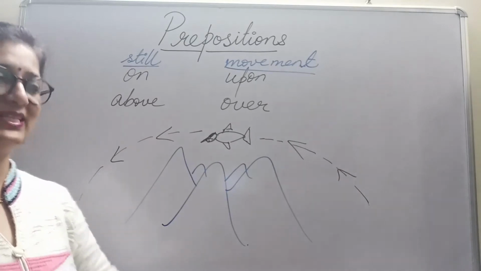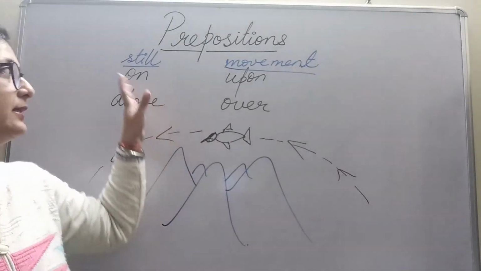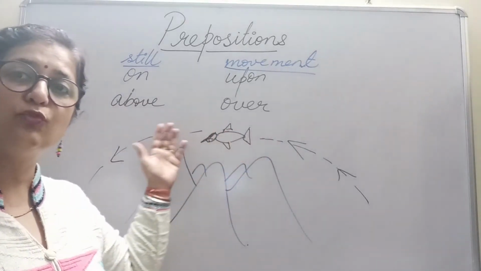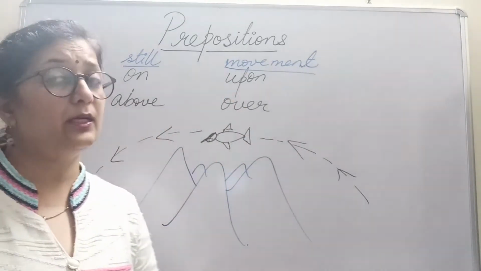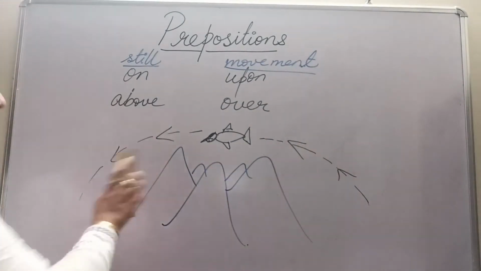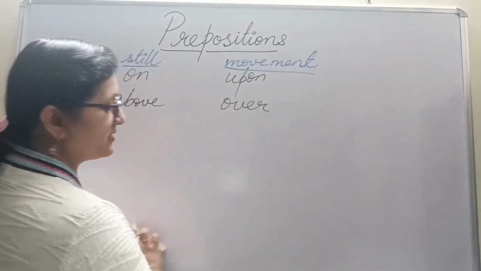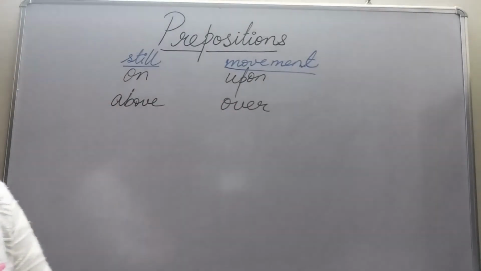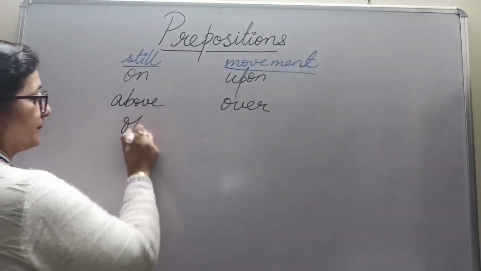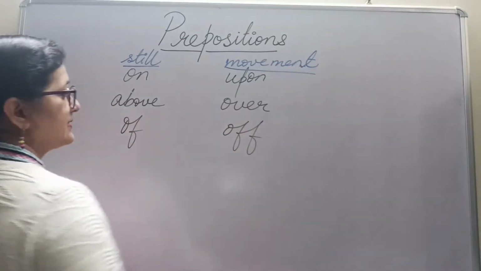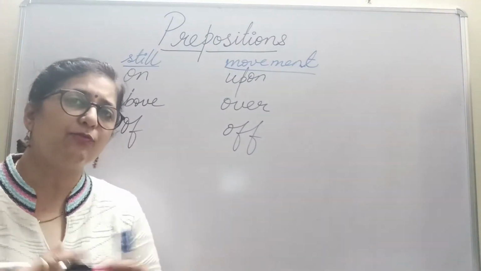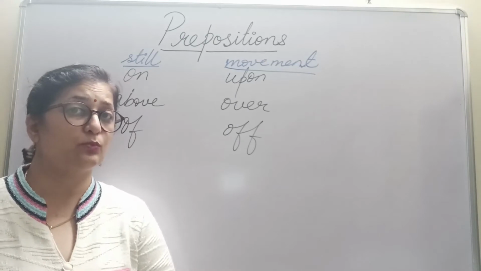When we want to show it's still there, it's not in movement, still position, we use the word above. And when we want to show the movement part of it, we use the word over. So it crosses over the mountains when it is in movement. One more such preposition which talks about still and movement is of and off. Right, these are the two ones, of and off.